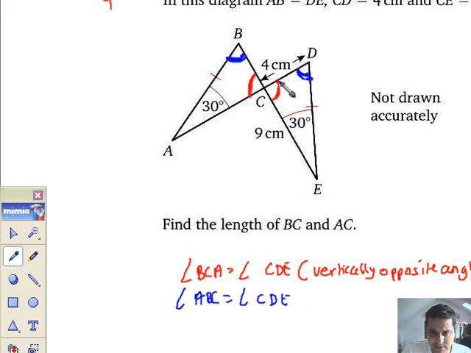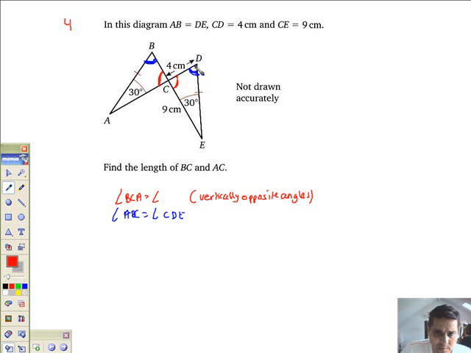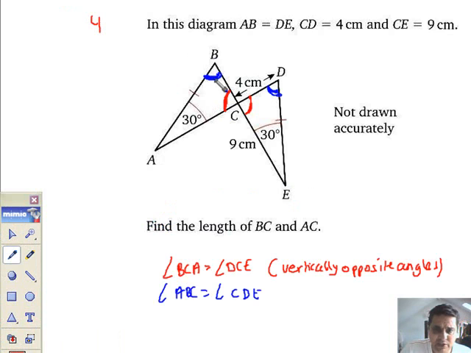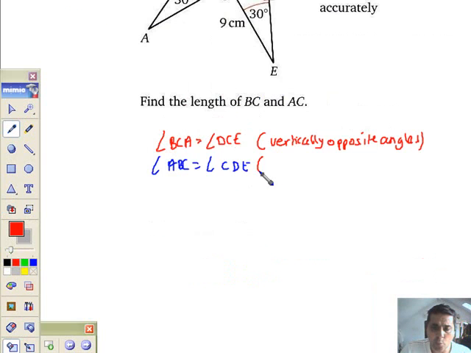I would have stated this wrongly. This should be DCE. Let me just change that round. I was thinking too far ahead. That's angle DCE. So forgive me. Let's check again. BCA, DCE. Okay, the two reds and the two blues. Check the blues again. ABC is the same as CDE. Yep, happy with that.